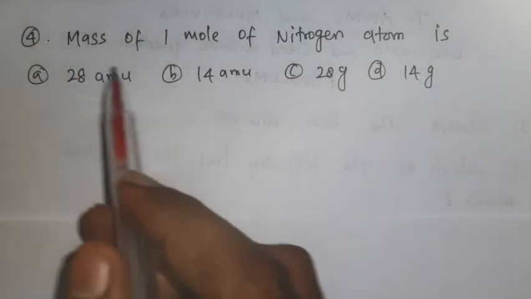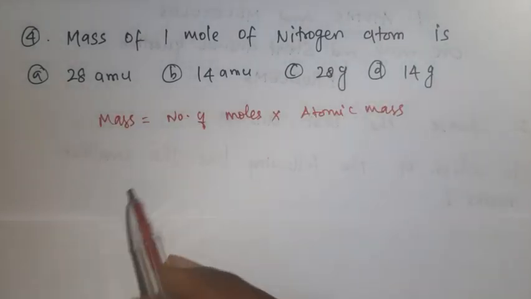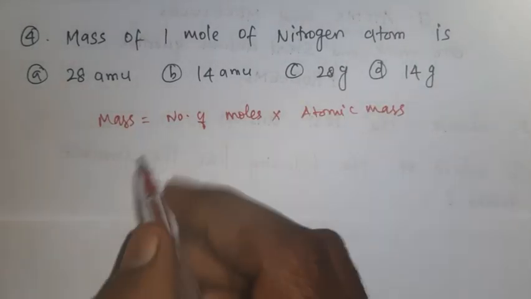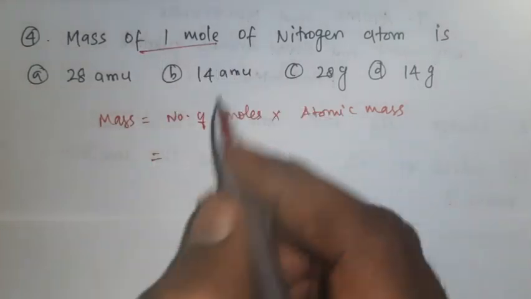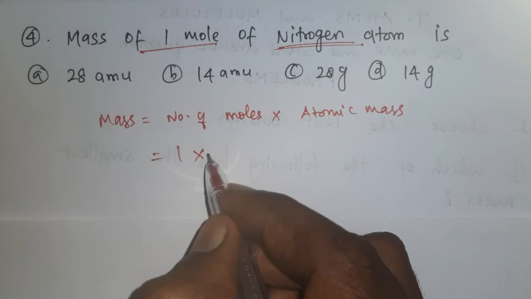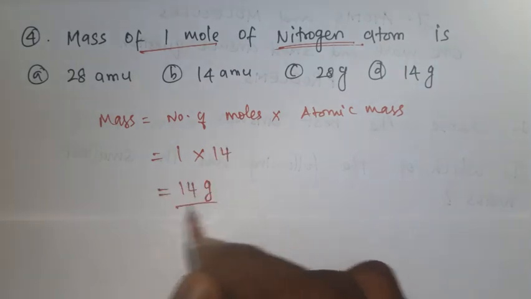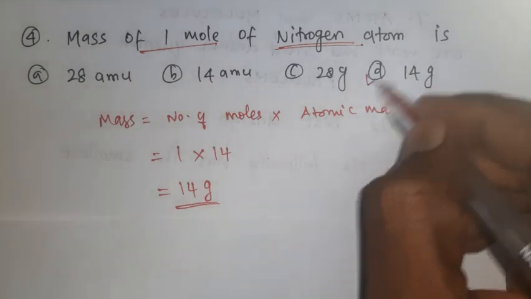Fourth, choose the best answer. Mass of 1 mole of nitrogen atom. Mass formula is number of moles into atomic mass. Number of moles given in the question is 1 mole, into atomic mass of nitrogen. Atomic mass of nitrogen is 14 gram. If you multiply, you will get 14 gram. According to this, option D is the best one.